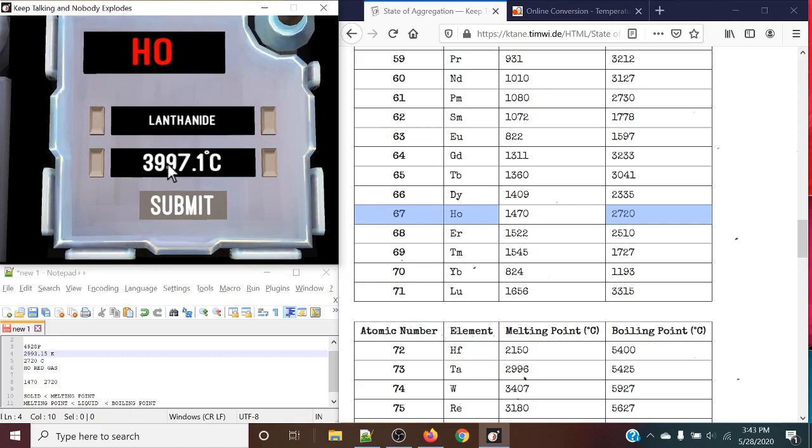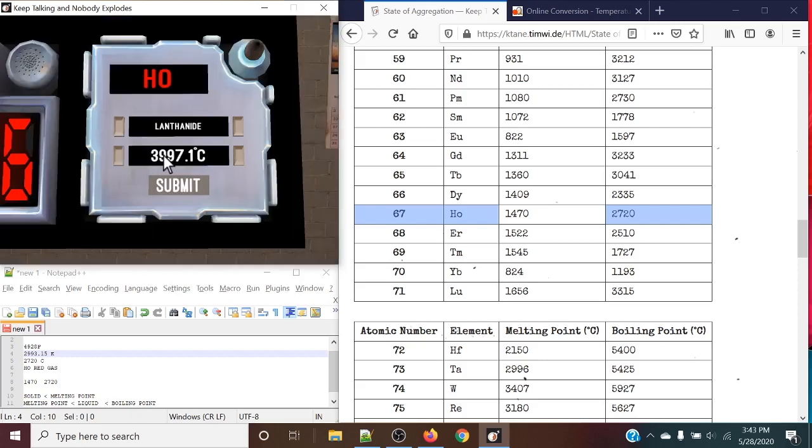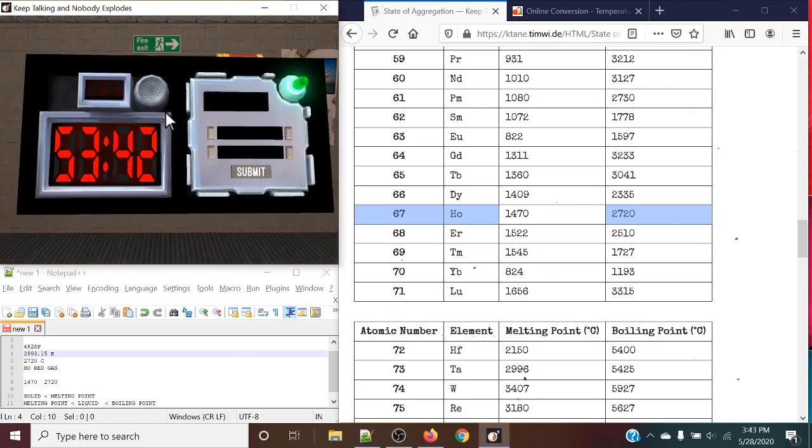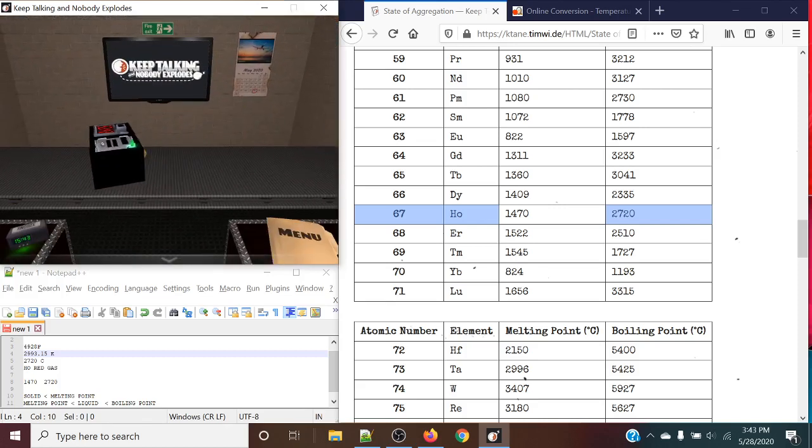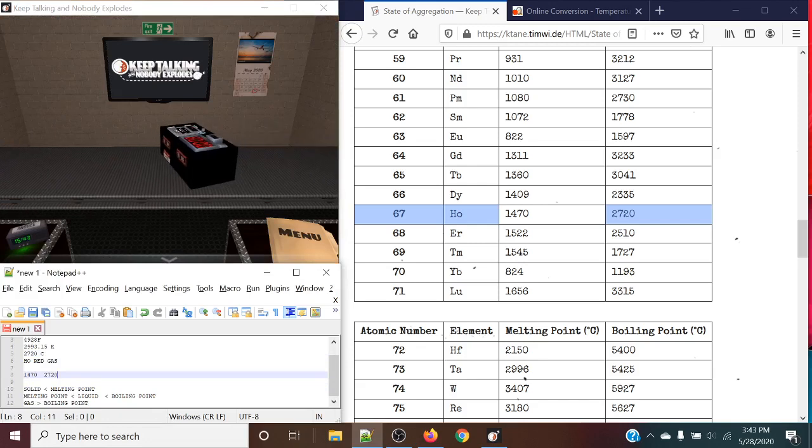Aha! Here. As you can see, our degree in Celsius is 2,720, and this gives you 3,997.1, which is definitely greater than 2,720, whatever, I don't care. So, we have our chemical group set, we have our temperature set, and we submit. And just like that, it is a solved module. I'm going to leave this here just to remind us.